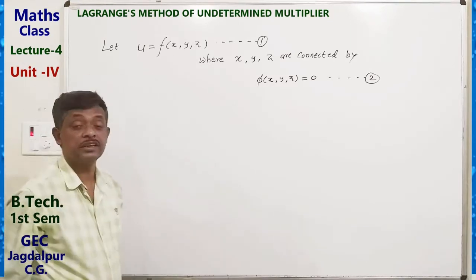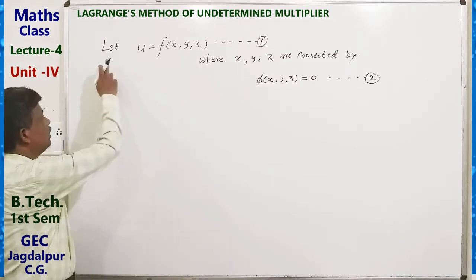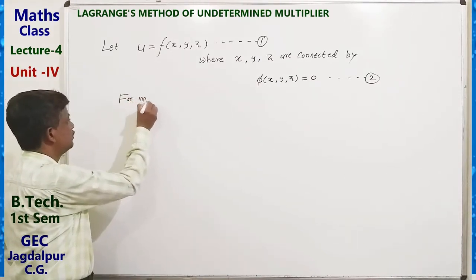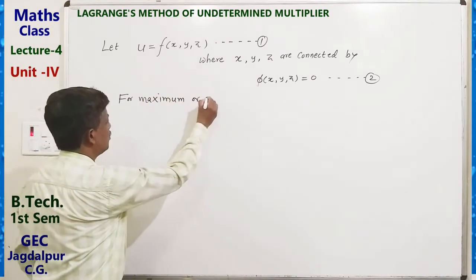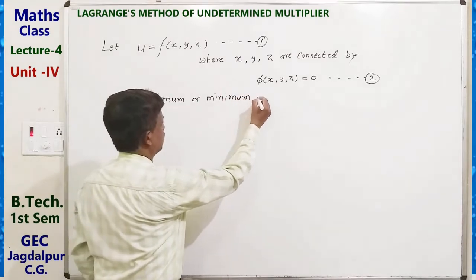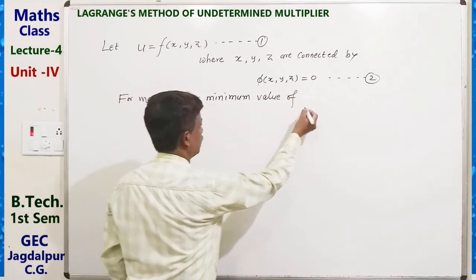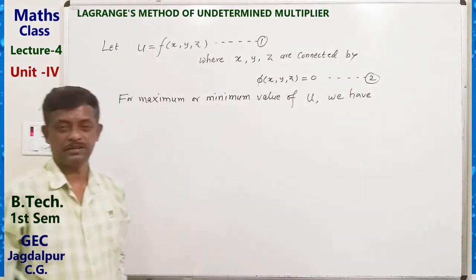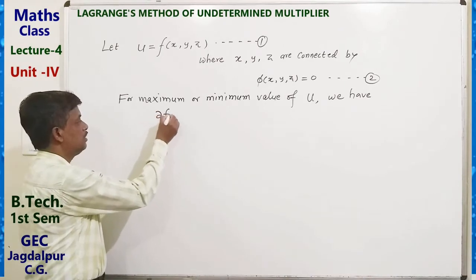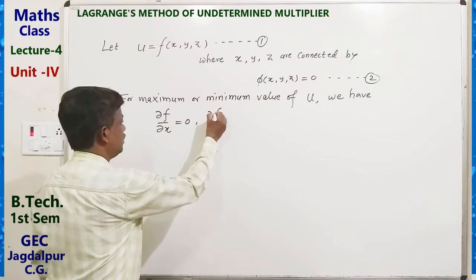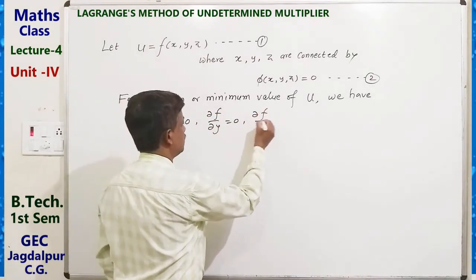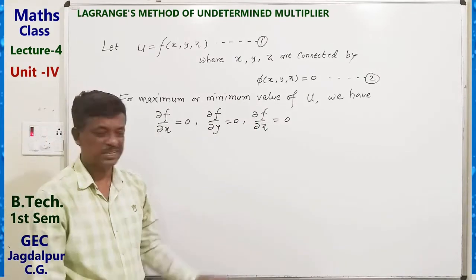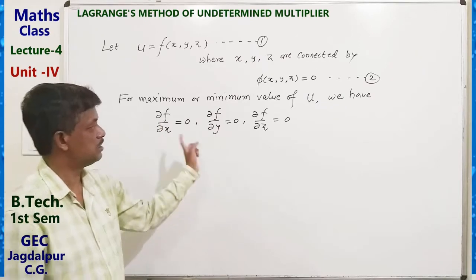Just like using the total differential formula, we have to find the maximum and minimum value of this. For a maximum or minimum value of u, we know the necessary conditions: del f by del x equals 0, del f by del y equals 0, and del f by del z equals 0. These are the necessary conditions for the existence of extreme values, maximum or minimum. So del f by del x, del f by del y, del f by del z are all 0.